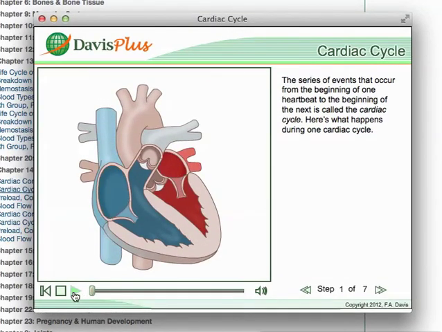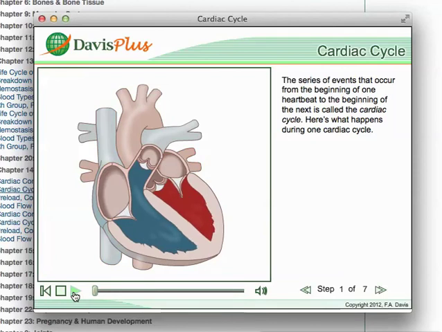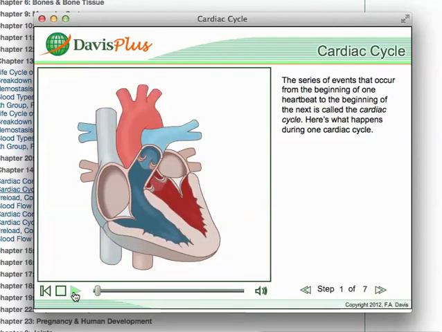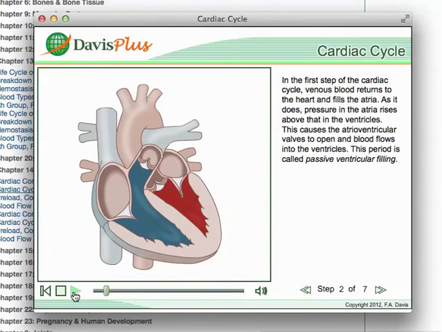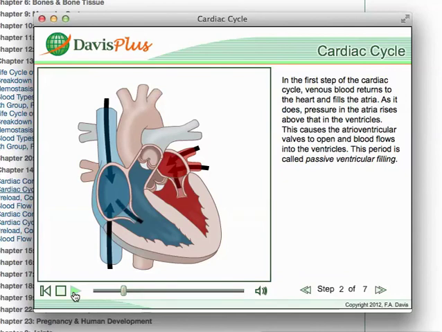The series of events that occur from the beginning of one heartbeat to the beginning of the next is called the cardiac cycle. Here's what happens during one cardiac cycle. In the first step of the cardiac cycle, venous blood returns to the heart and fills the atria. As it does, pressure in the atria rises above that in the ventricles. This causes the atrioventricular valves to open and blood flows into the ventricles. This period is called passive ventricular filling.